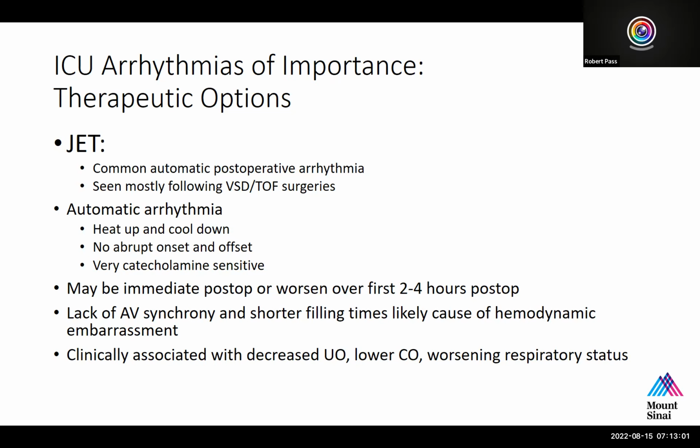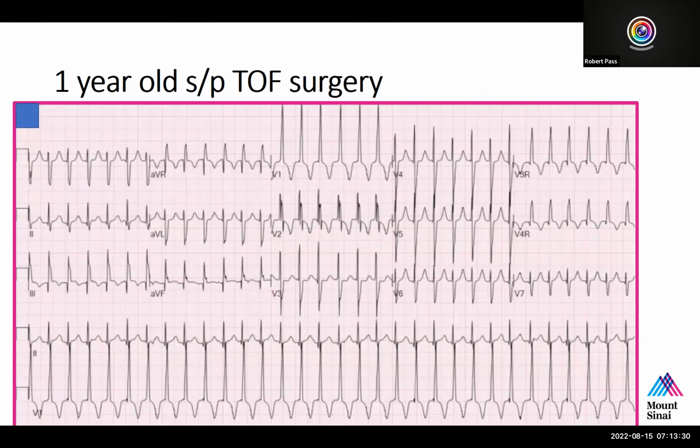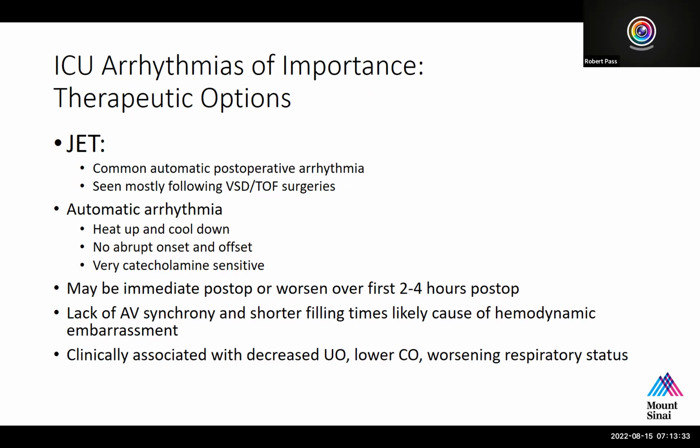It's mostly seen following complex intracardiac repairs, and the most common ones are VSD or tetralogy of Fallot surgeries. And as is the case with all automatic arrhythmias, they heat up and cool down. They do not typically have an abrupt onset and offset. So when somebody would show me a tracing like this, one of the first things I would do is look at telemetry and the heart rate trend and see, this rate is close to 180, 190, was that sudden onset, or did it happen slowly over an hour or two? In this case, we would have anticipated that it occurred slowly over a period of time.